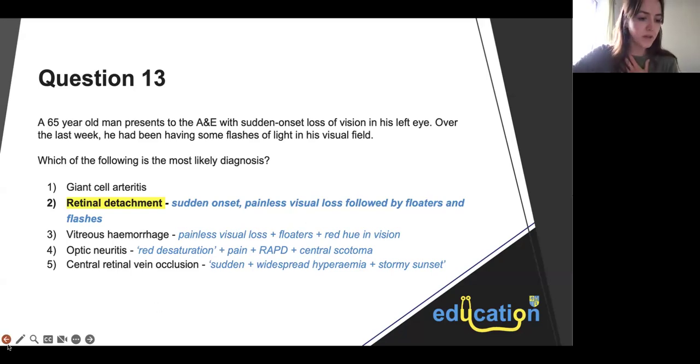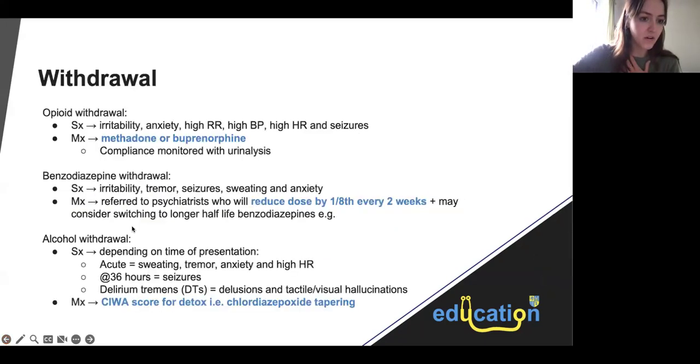Someone asked me to repeat something on, I assume, alcohol withdrawal. Could you just clarify what you wanted to repeat? Was it about the chlordiazepoxide? Fine, yes. So what do you give instead of chlordiazepoxide? Oxazepam is another very common one.